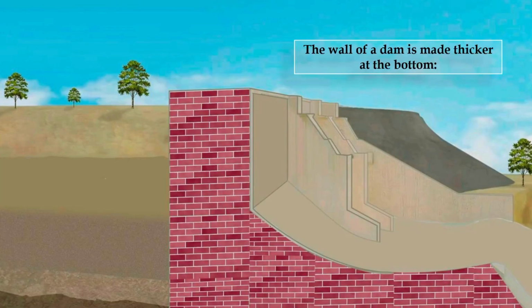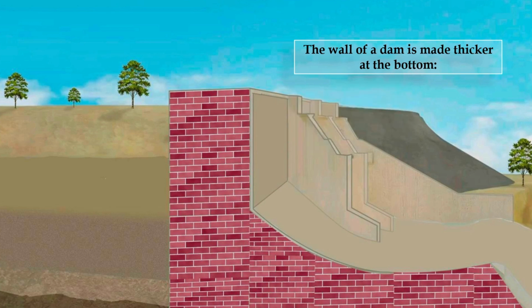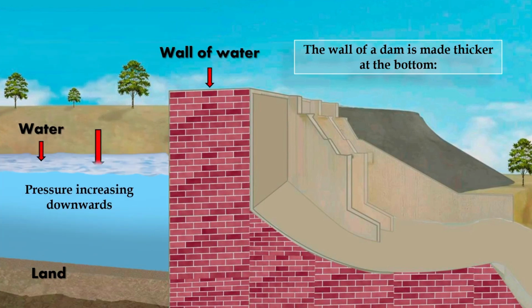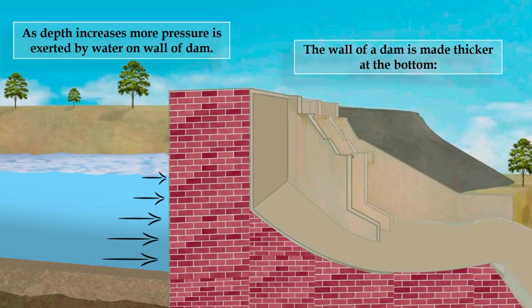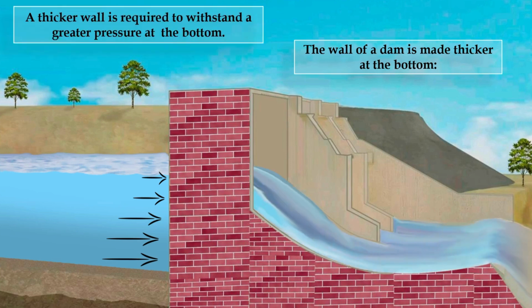The wall of a dam is made thicker at the bottom. Why is the wall of the dam thicker at the bottom? Pressure is increasing downwards. Reason: the pressure exerted by a liquid increases with depth. As depth increases, more pressure is exerted by water on the wall of the dam. A thicker wall is required to withstand a greater pressure at the bottom.